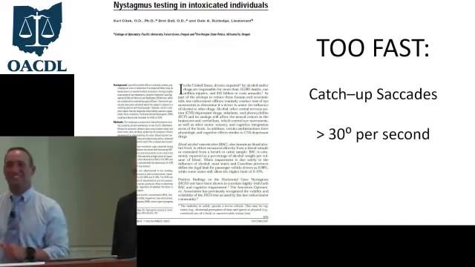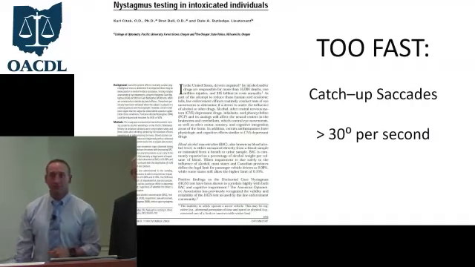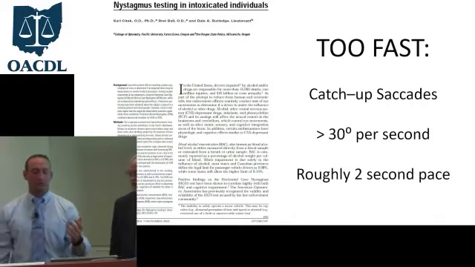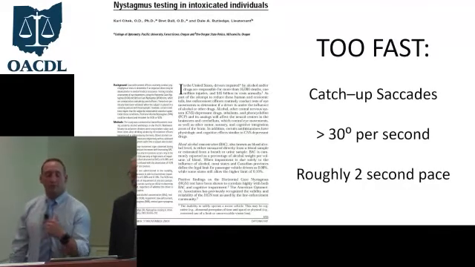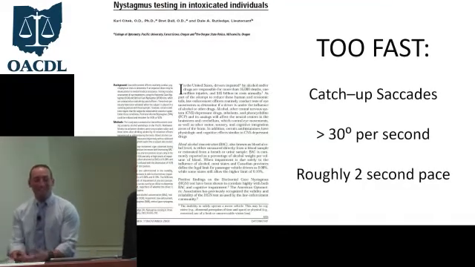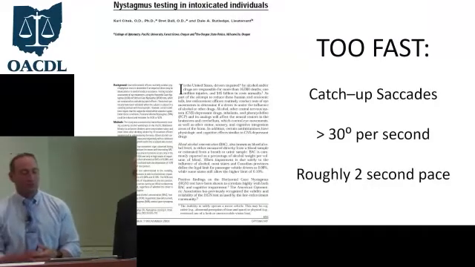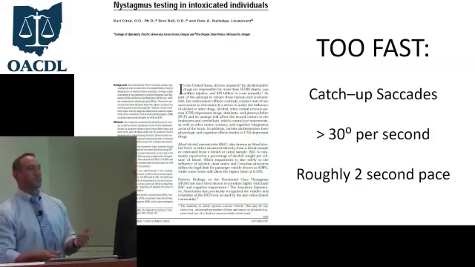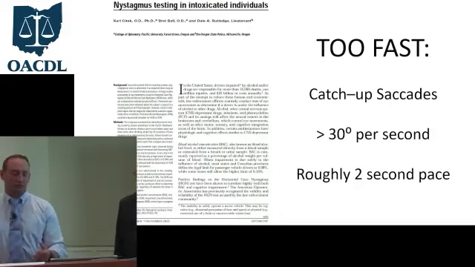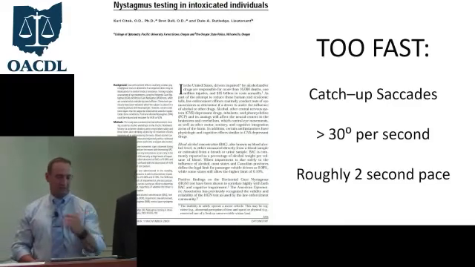Question is, what do they say is too fast? Greater than 30 degrees per second. That's roughly your 2-second pace on lack of smooth pursuit. I just advanced this slide. When you exceed that pace, now you're causing catch-up saccades. It looks just like lack of smooth pursuit. So I just want to throw that one in there. But those are a couple of the studies. I want to get into some of the other cool things that I have in that book. And we're going to have to keep an eye on the time.